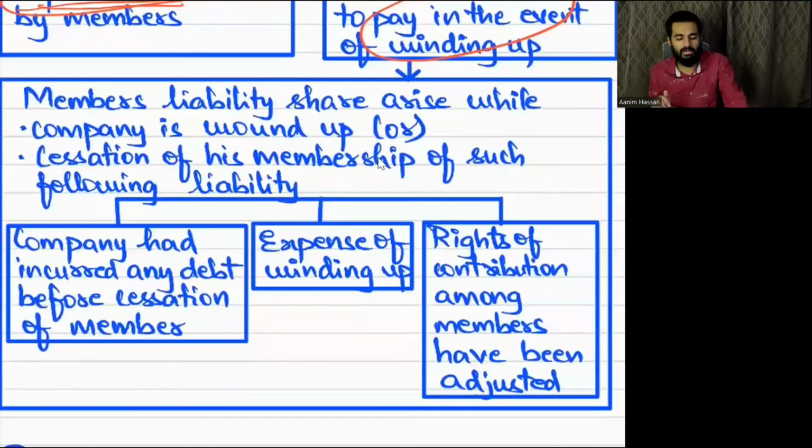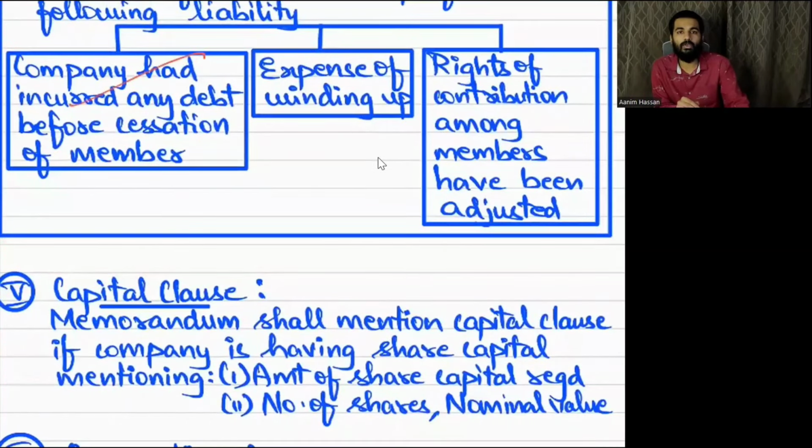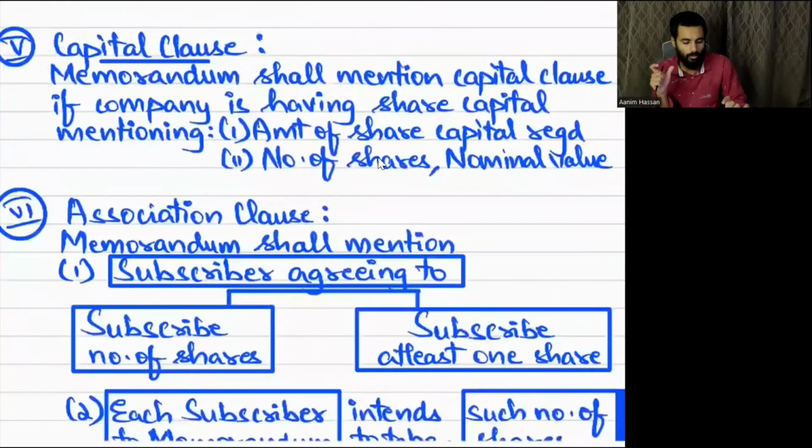So the member's liability arises when? In case of a company limited by guarantee, in case of winding up. But if a person ceases to be a member, then within 1 year the member has to pay the amount of liability, but you don't have to give more than the amount you said you would contribute at the time of winding up. Then the rate of contribution among members will be adjusted. This I told you. Among members, the amount will be adjusted.